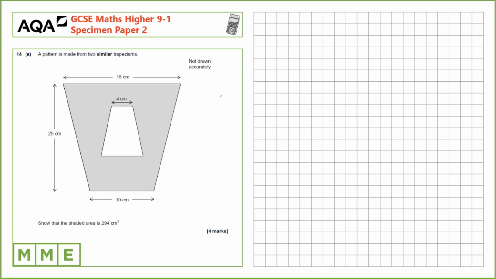14a. A pattern is made from 2 similar trapeziums. Show that the shaded area is 294 centimeters squared. If they're similar, that means there's a scale factor between them. A number that if we multiply one length, we'll get the corresponding length on the other shape. So this length corresponds to this length here. It's been rotated. So we need to divide 10 divided by 4, which is 2.5. That's our scale factor. So the large shape is 2.5 times bigger than the small shape.